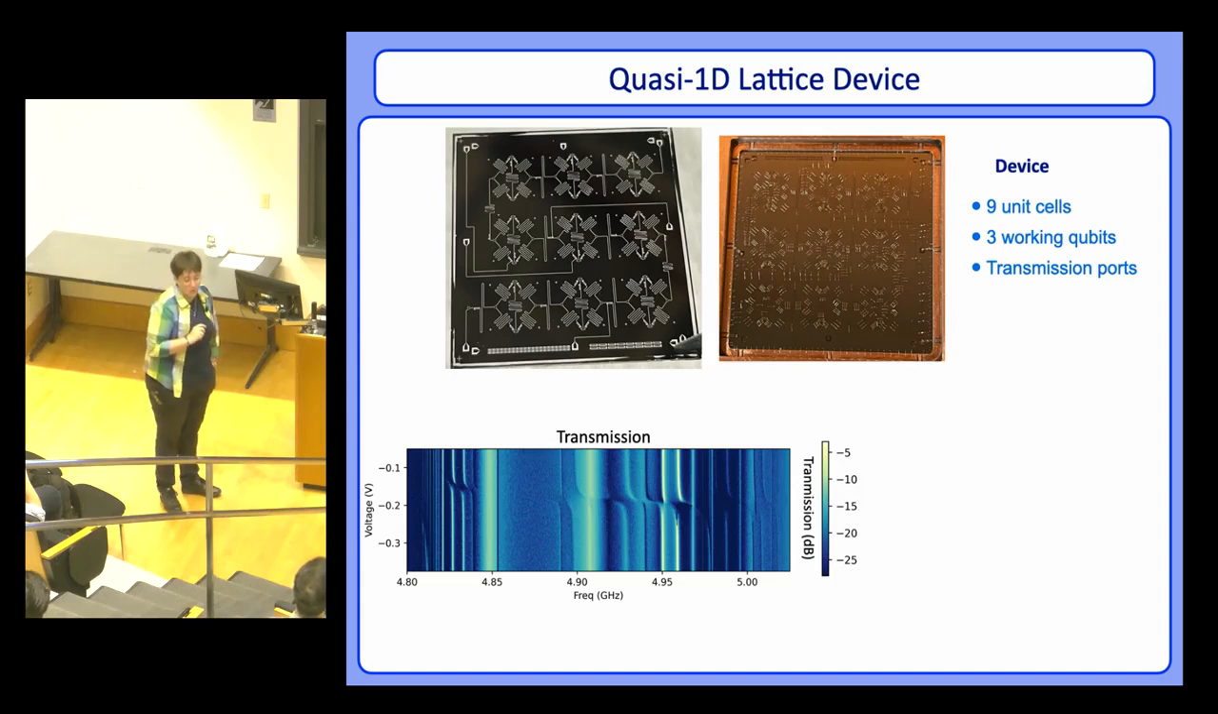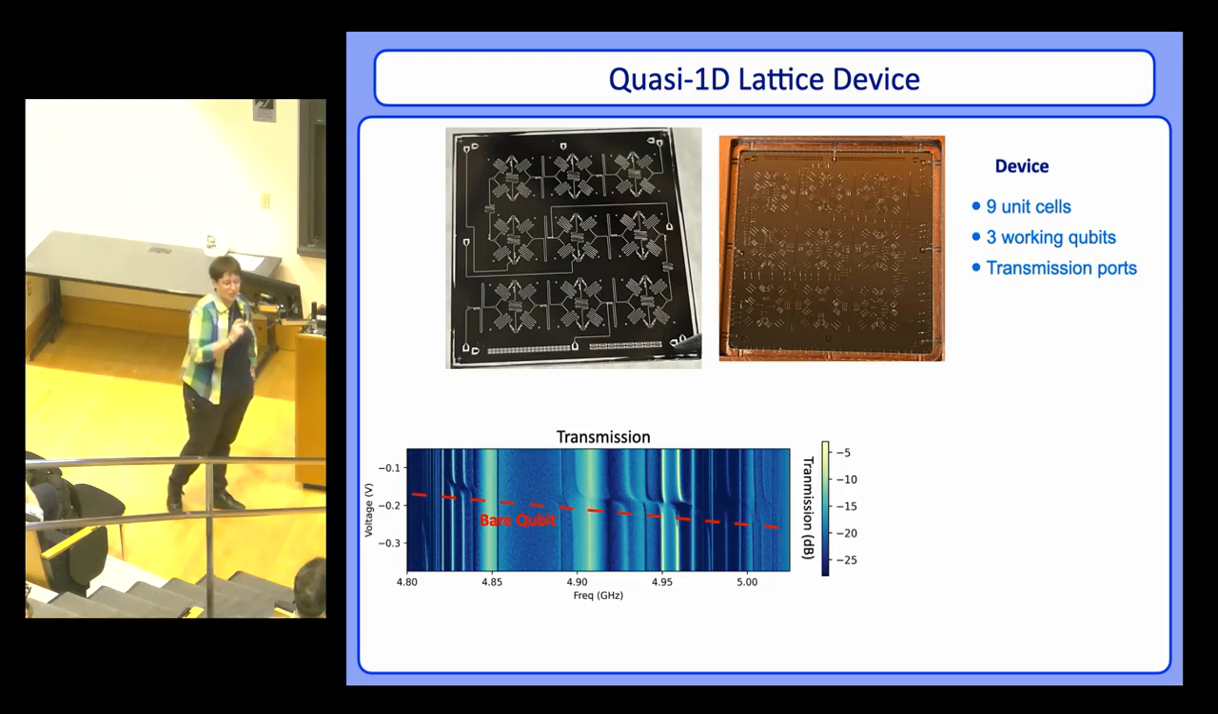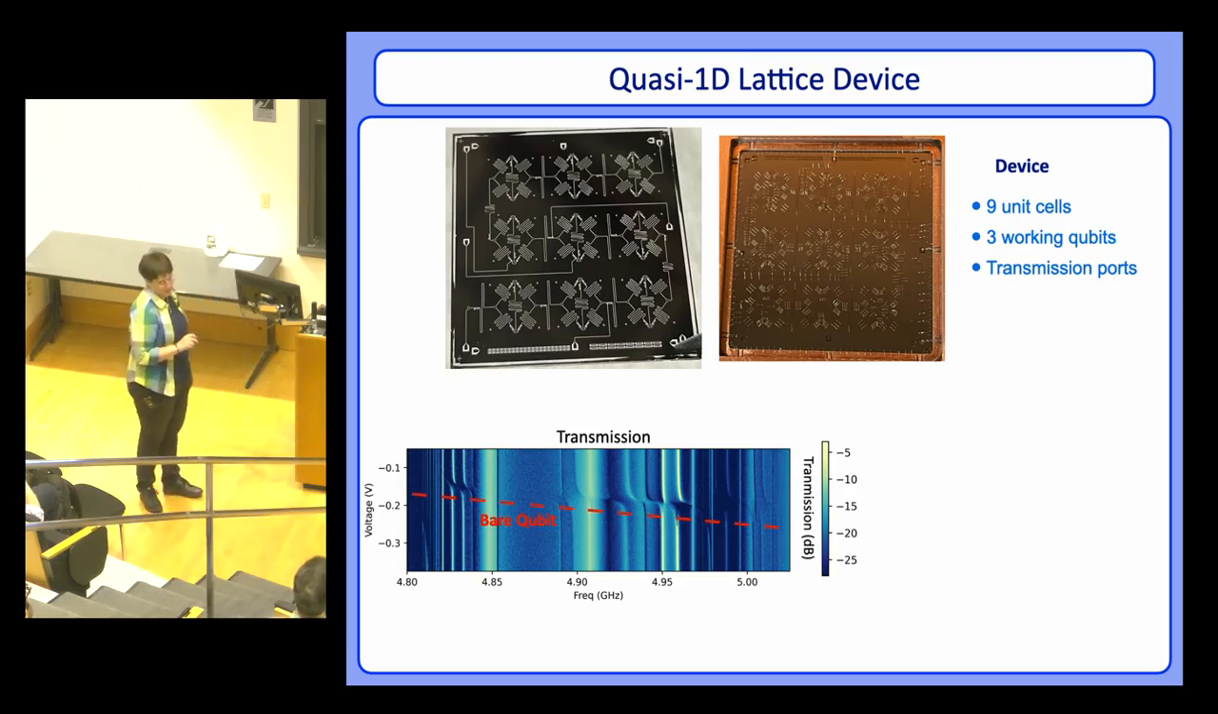But since the qubits are flux tunable, we can apply a voltage to the flux bias line, and that creates this series of disturbances. What that is, is one of the 3 qubits passing through this lattice, leaving this trail of avoided crossings in its wake.